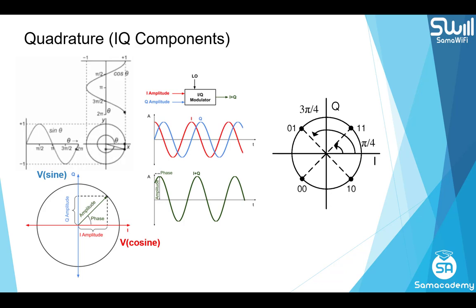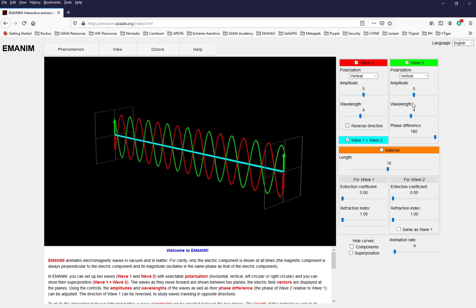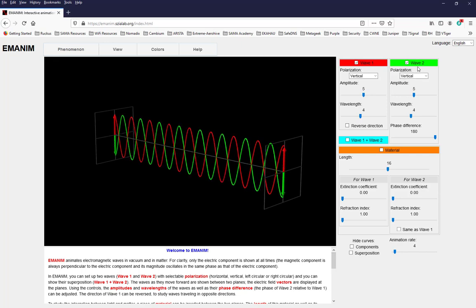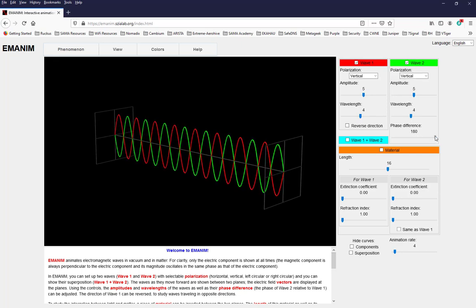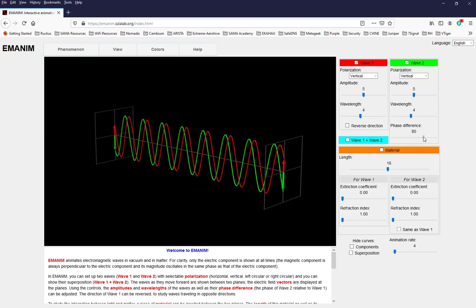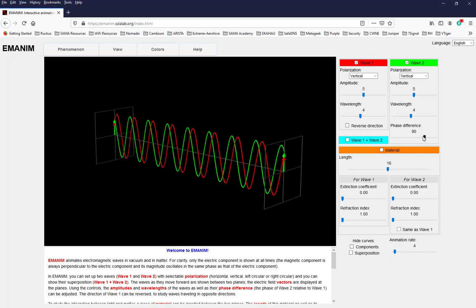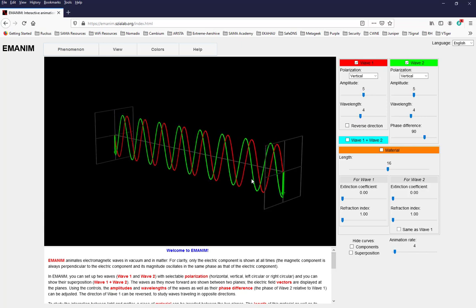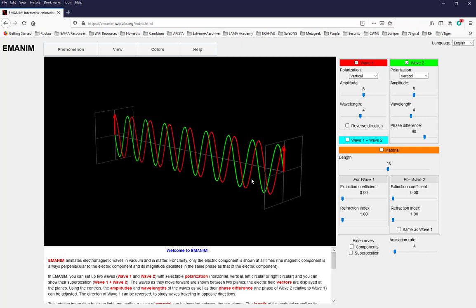Quadrature is when two signals are 90 degrees apart in phase. In fact, cosine and sine waves are in quadrature. We can use again the tool called Manning. We are going to use the same wave 2 and wave 1, and we are going to use a phase of 90 degrees of difference, so we can understand what the I and Q components mean on the quadrature itself.